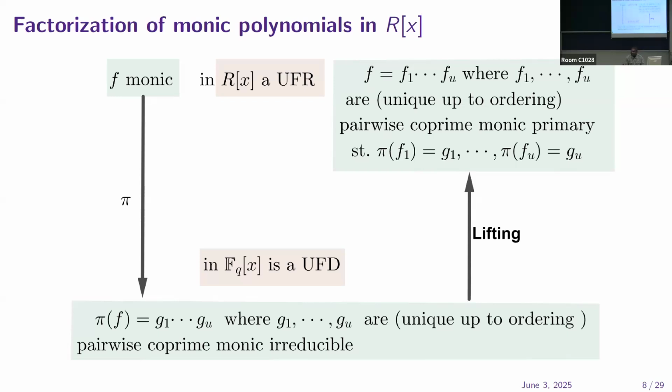Of course, P of Fi are pairwise coprime. Okay. This is the mechanism of factorization. This is the mechanism, the factorization of any monic polynomial over a finite local ring.